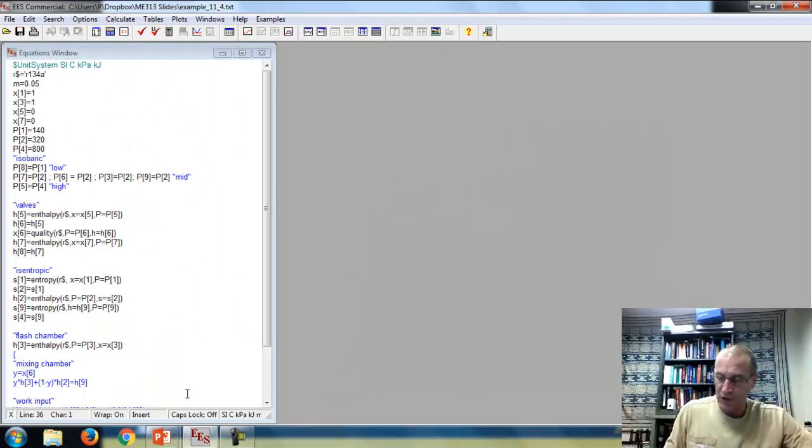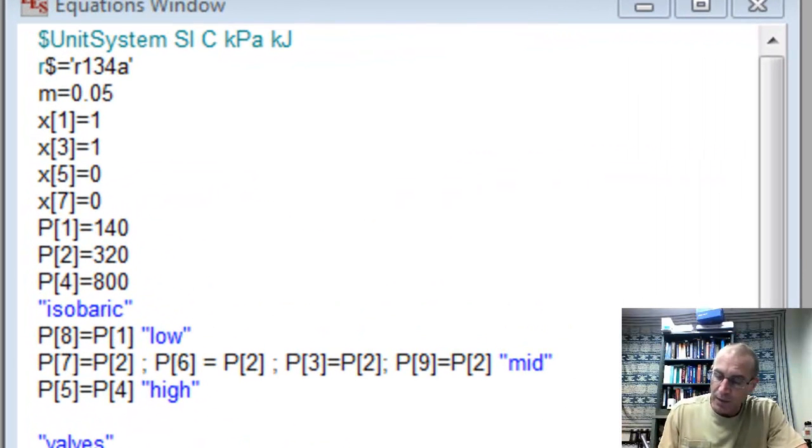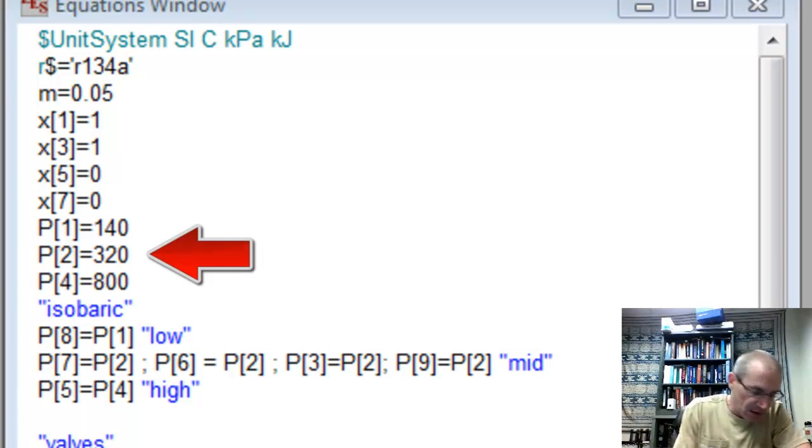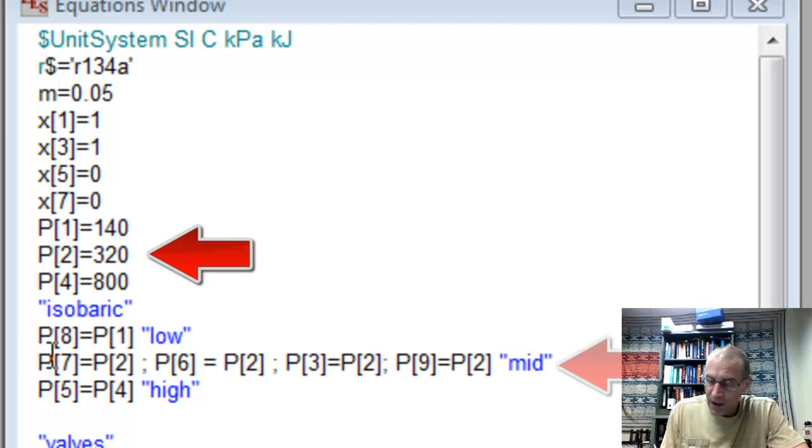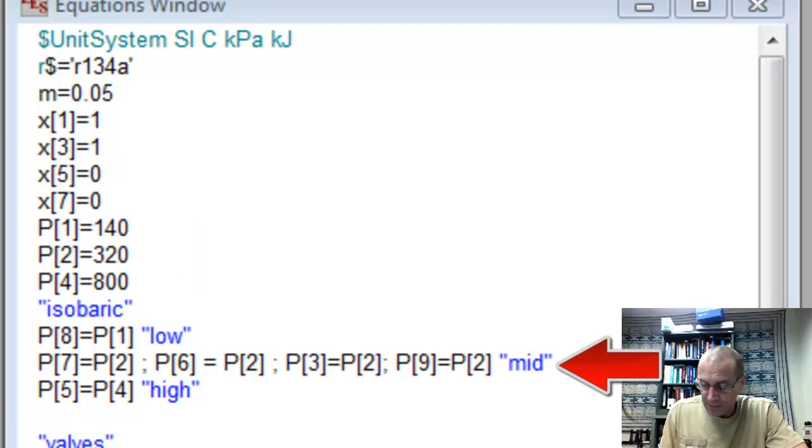EES. And so here's the equation in EES. And so we're doing the same one we've done in the last couple of videos, the same parameters. So I'll go through this fairly quickly. Again, I'm using R134A. I defined a string variable with it. Here's my low, medium, and high pressures that I have defined. And then I've got my isobaric steps.